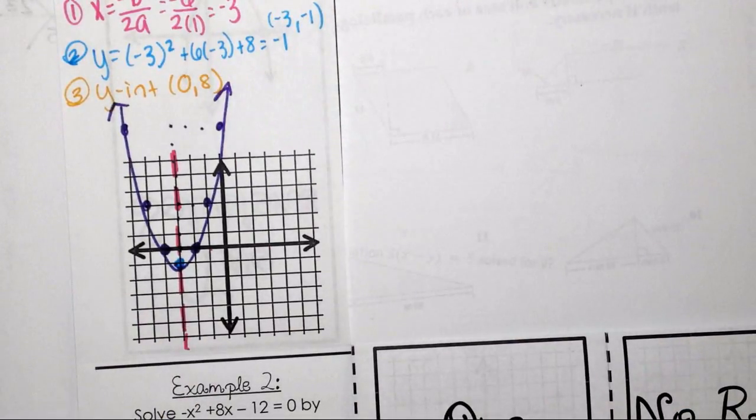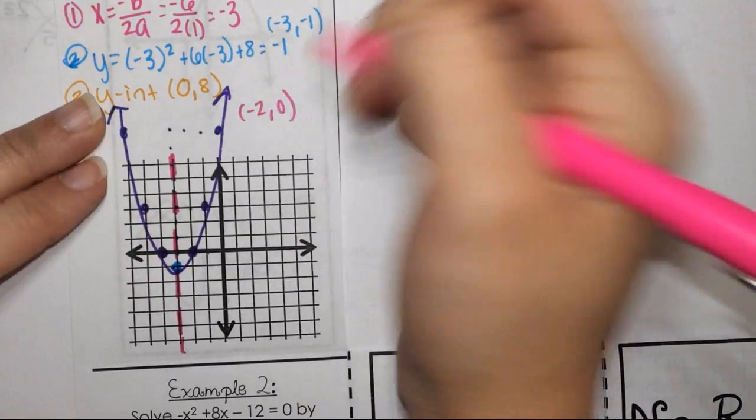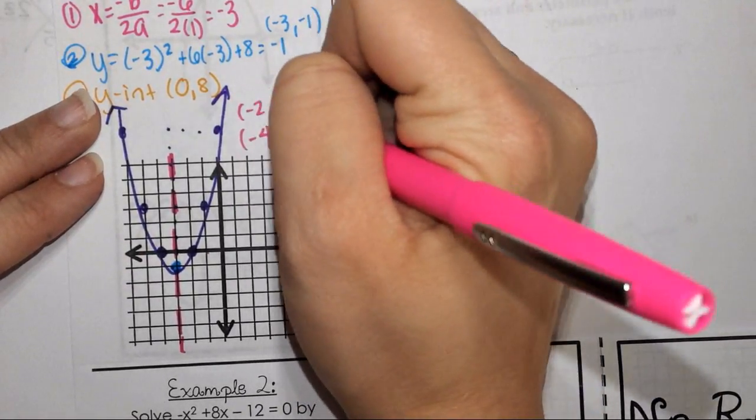Ta-da! 9. 1, 4, 9. And we graphed it. So what are the solutions? Because that's what we're looking for. Where does it cross the x-axis? -2, 0. And what's the other one? -4, 0.